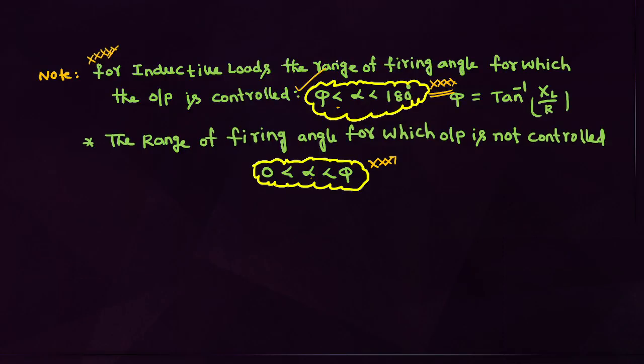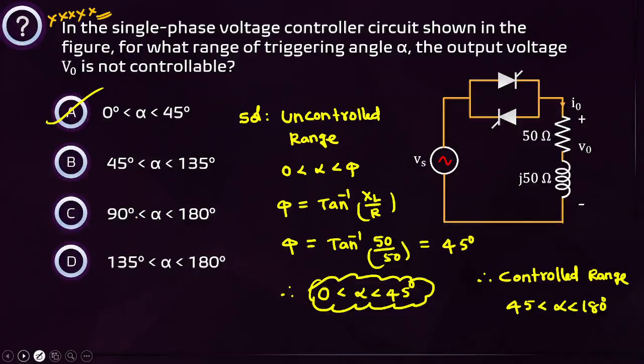If the firing angle is phi to 180, sir, how to calculate phi? Tan inverse XL by R. Okay, this is a very important, repeated model. For your exam also it is important. This is the question that is important and you have to come prepared.